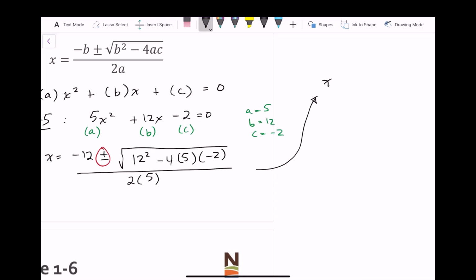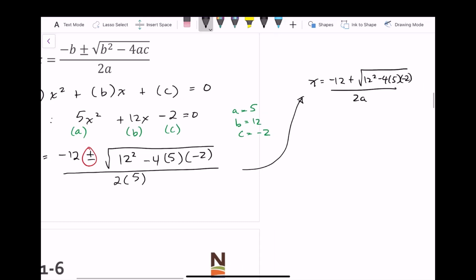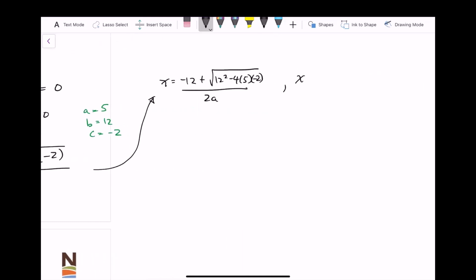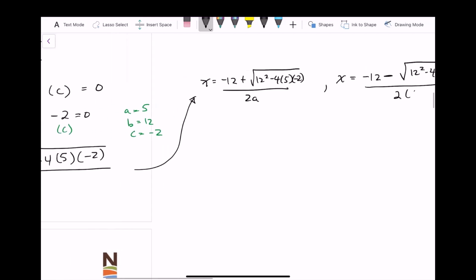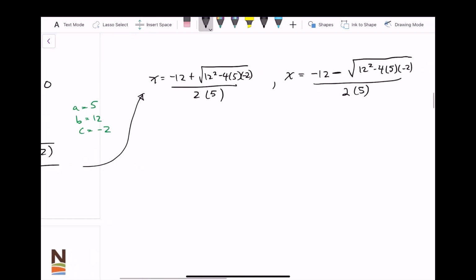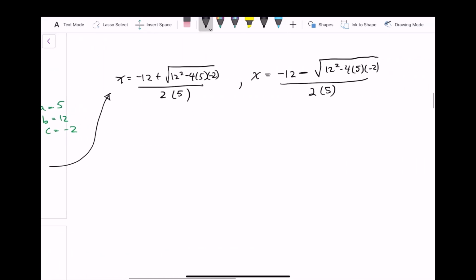Technically, x is equal to negative 12 plus the square root of 12 squared minus 4 times 5 times negative 2, all over 2a. And it is also x equal to negative 12 minus the square root of 12 squared minus 4 times 5 times negative 2, over 2. So I had a, which is 5, so I can replace the a on the left-hand side there with 5. That's really what this equation is doing: we're solving two different equations.